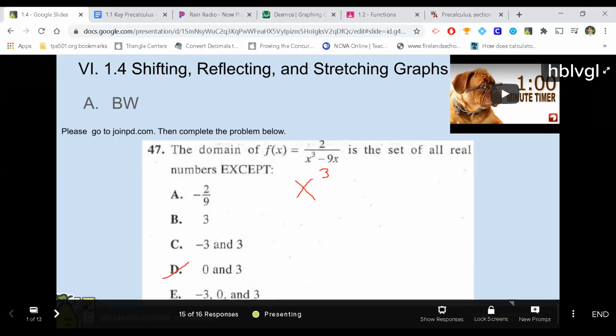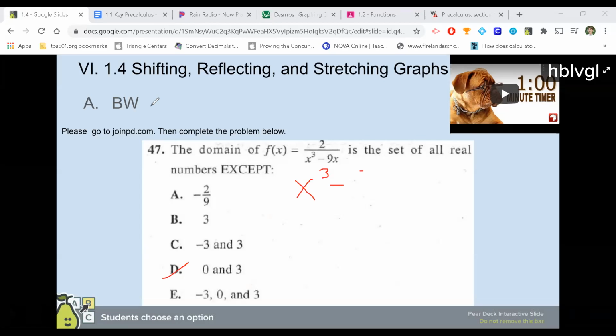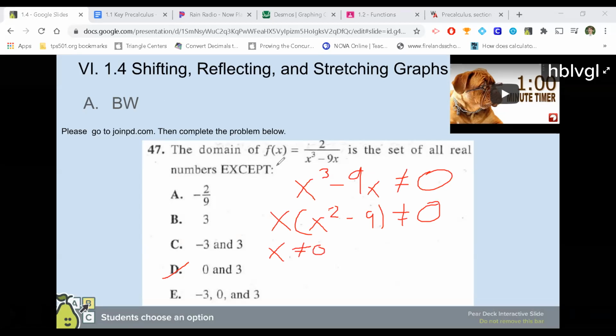Okay, so we know x cubed minus 9x cannot equal 0. We can solve this for x by factoring. The first thing you should notice is that they have a common factor of x that we can factor out, leaving x squared minus 9 cannot equal 0, which means x cannot equal 0 and x squared minus 9 cannot equal 0. So already if you got to this point, you got a 50-50 shot. It's D or E.